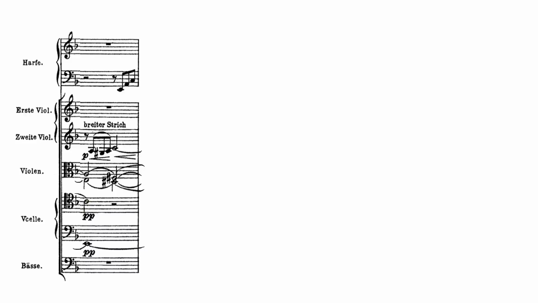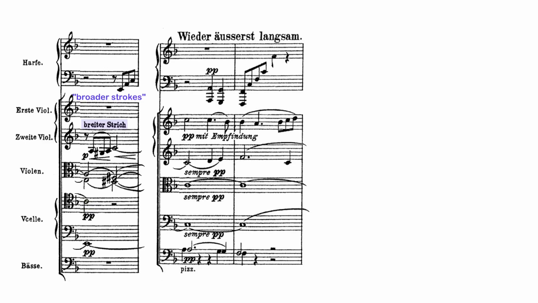I strongly recommend that score readers use this opportunity to brush up on their German musical terms, especially if they want to go on to study larger and larger works by Mahler and other composers who use them freely. Some of these should be learned so they're as familiar as Italian terms, such as breiter Strich, or broader bow strokes, essentially tenuto. Another common term is mit Empfindung, or with emotion, espressivo.